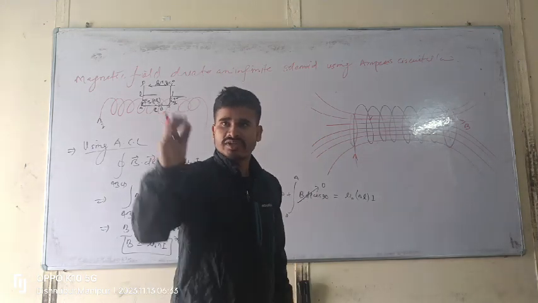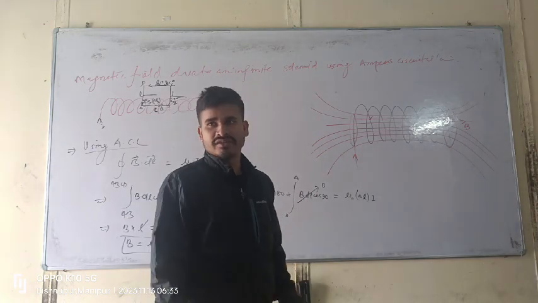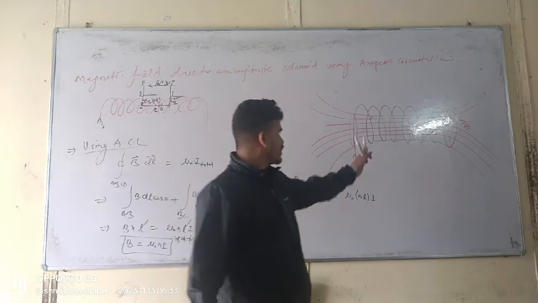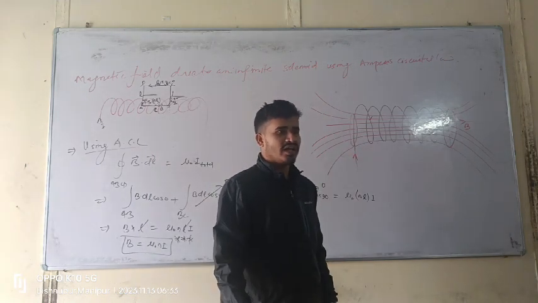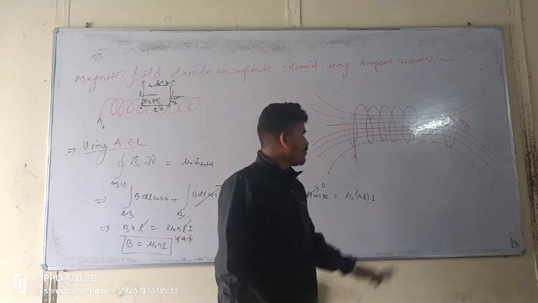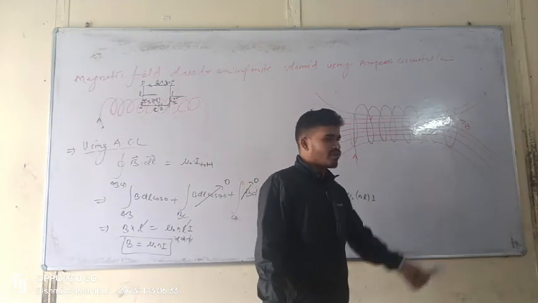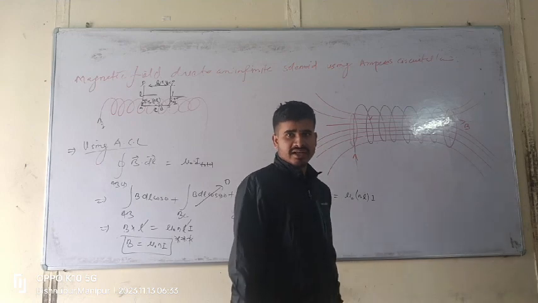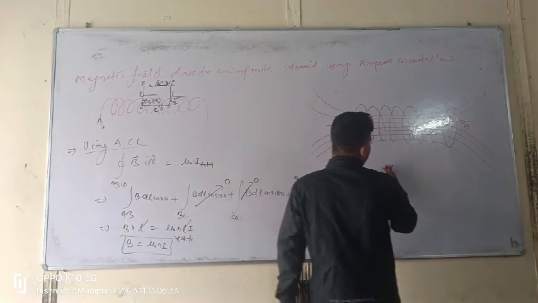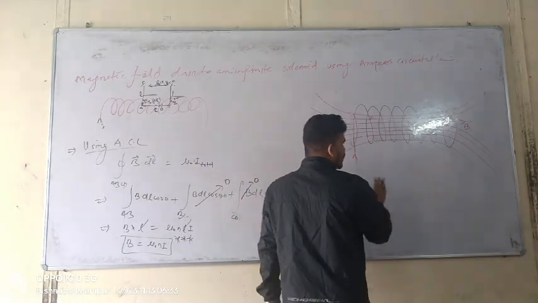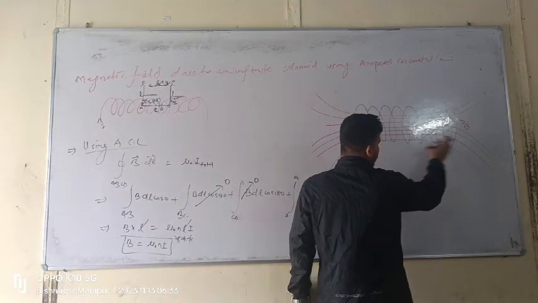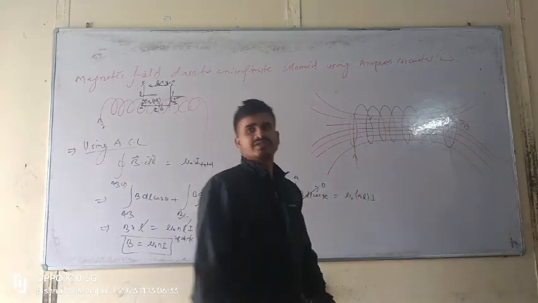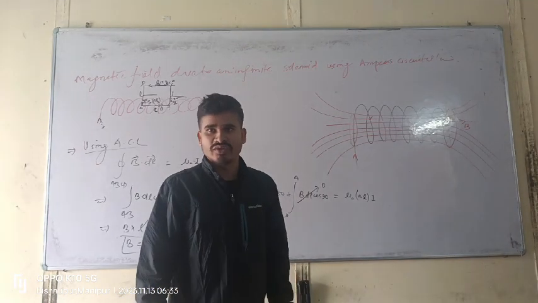Clear? It was actually decreasing, na? That's why at the end what is this? Mu naught Ni by 2, na? And what about in between, inside the solenoid? Mu naught Ni. Yes, na? Clear, na? Inside this it is uniform. Outside this is not uniform actually. This was decreasing. Yes or no?